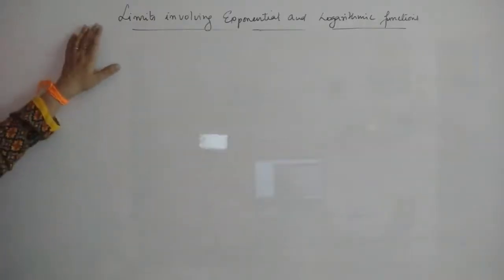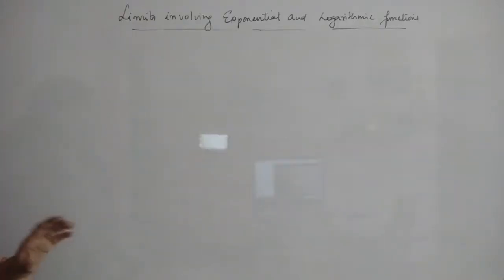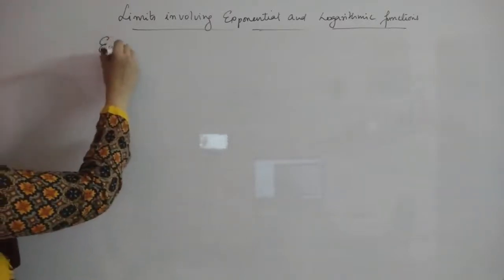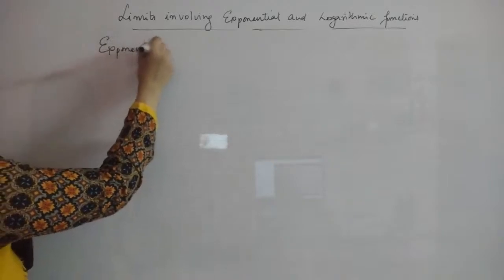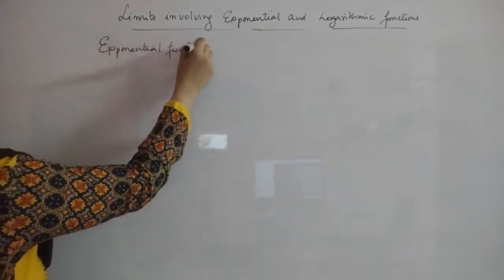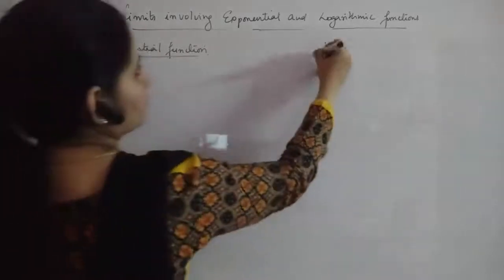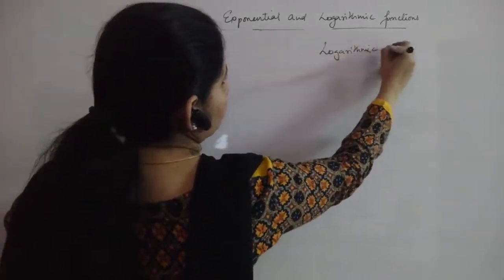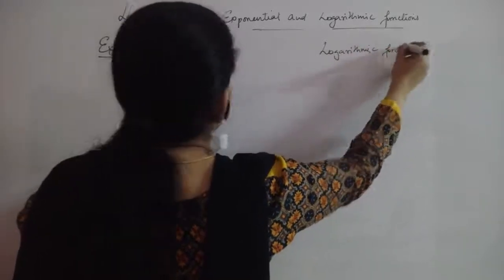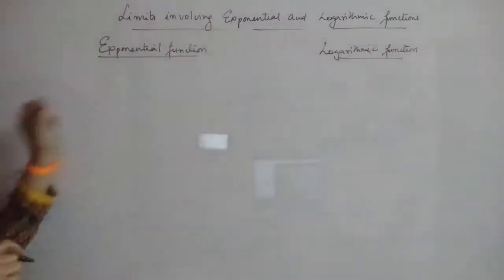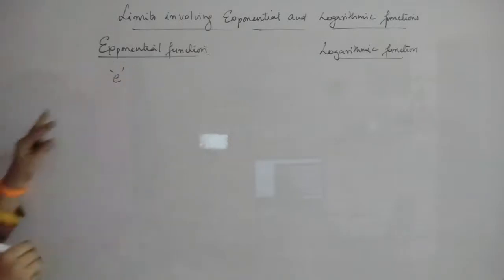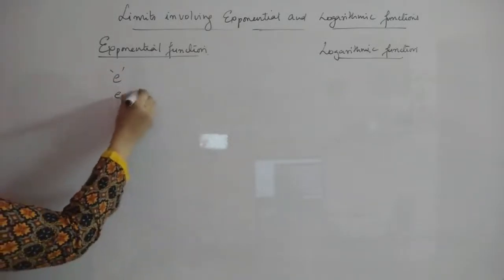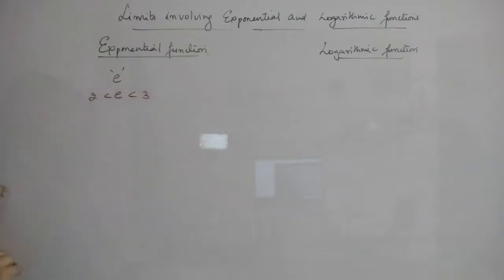So while talking about limits involving exponential and logarithmic functions, first we will discuss what is exponential function and what is logarithmic function. Okay, exponential function. You have heard about e. It is a value which lies between 2 and 3, 2.7183, like that its value is 2.7183.